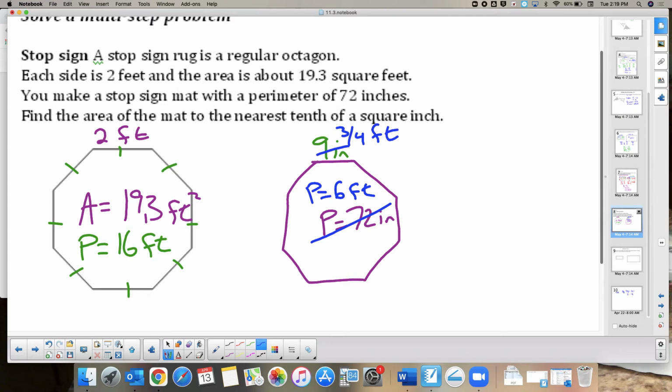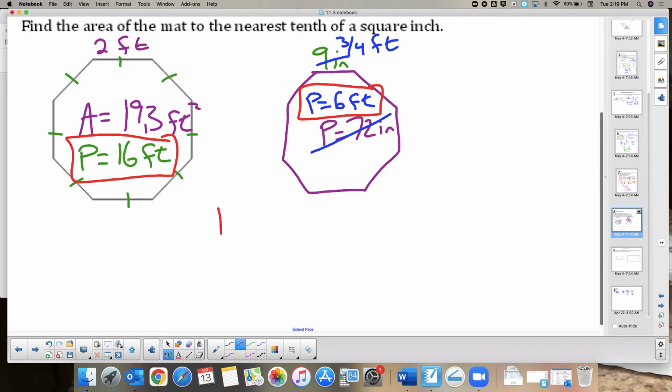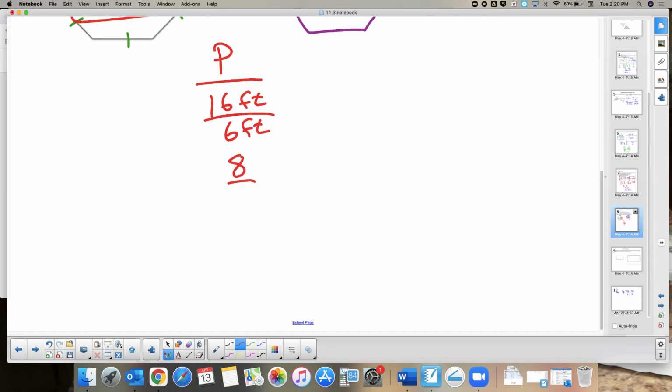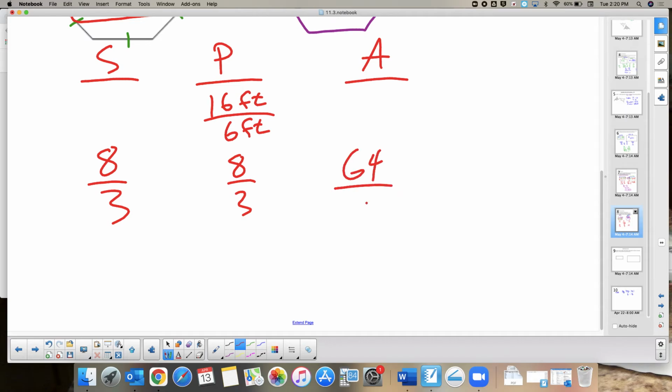So if I'm looking at nice numbers to compare, let's compare the perimeters because they're nicer numbers to work with. So the ratio of our perimeters is 16 feet to 6 feet, which does reduce to 8 to 3. That means the ratio of our sides would also be 8 to 3. And the ratio of our areas then will be 8 squared, which is 64, over 3 squared, which is 9.